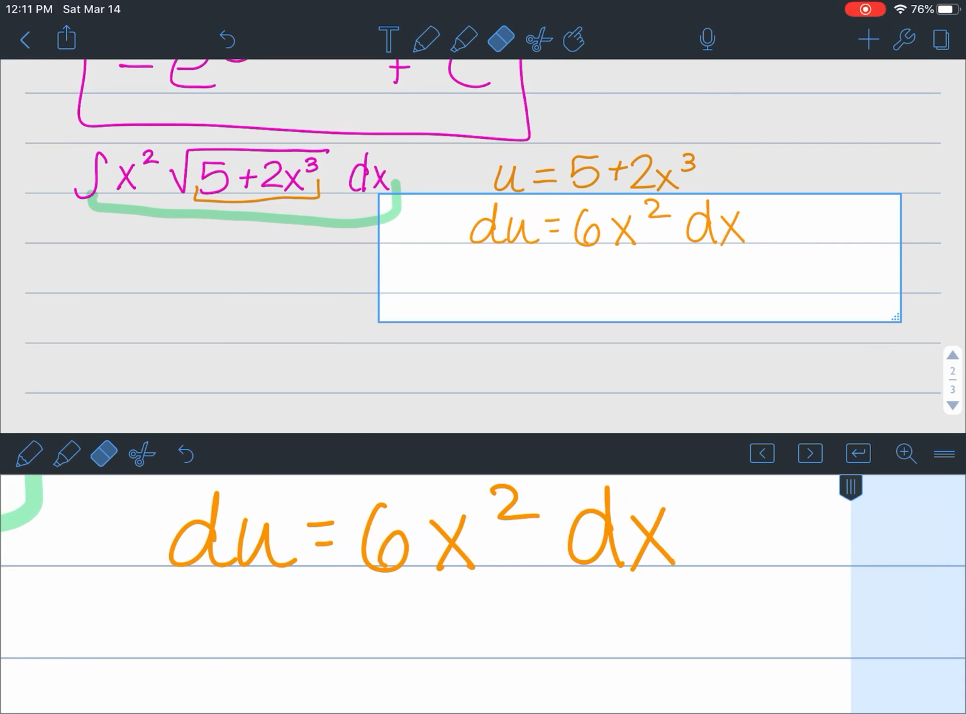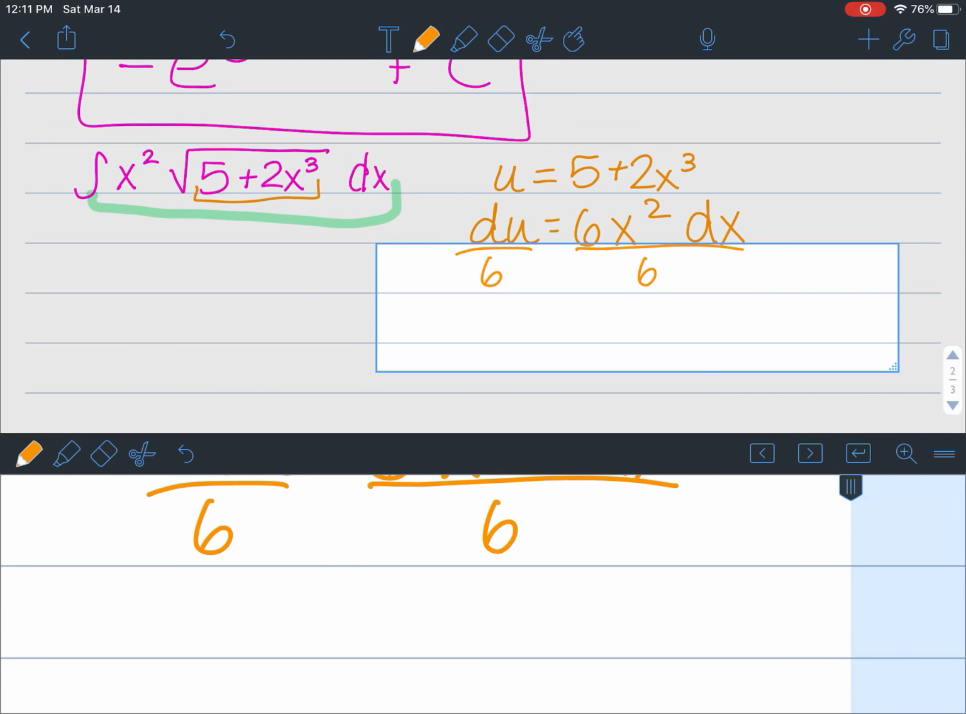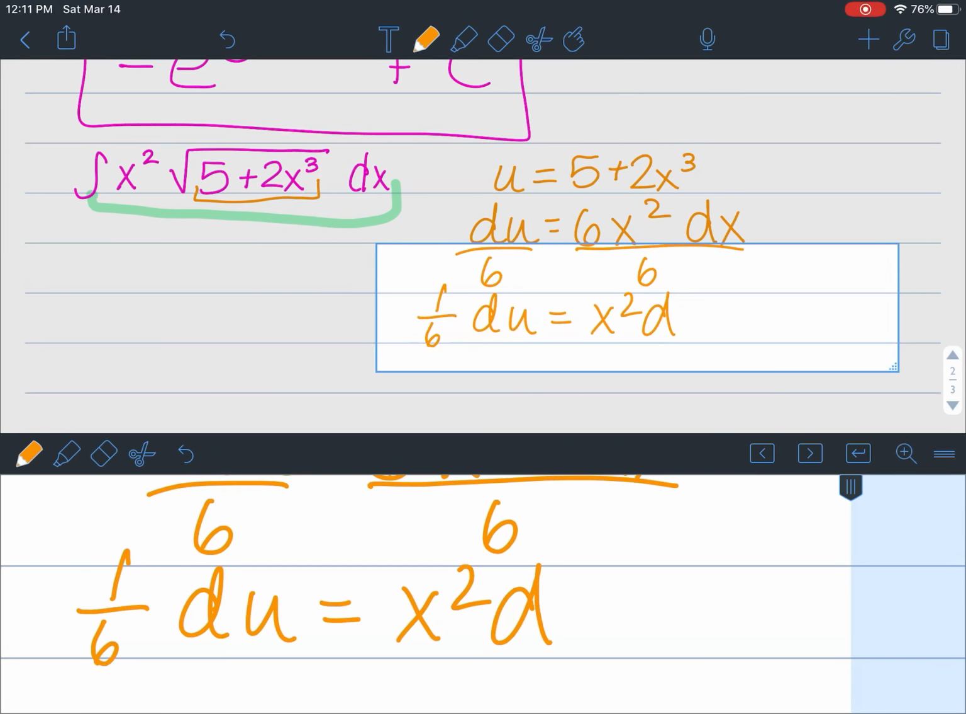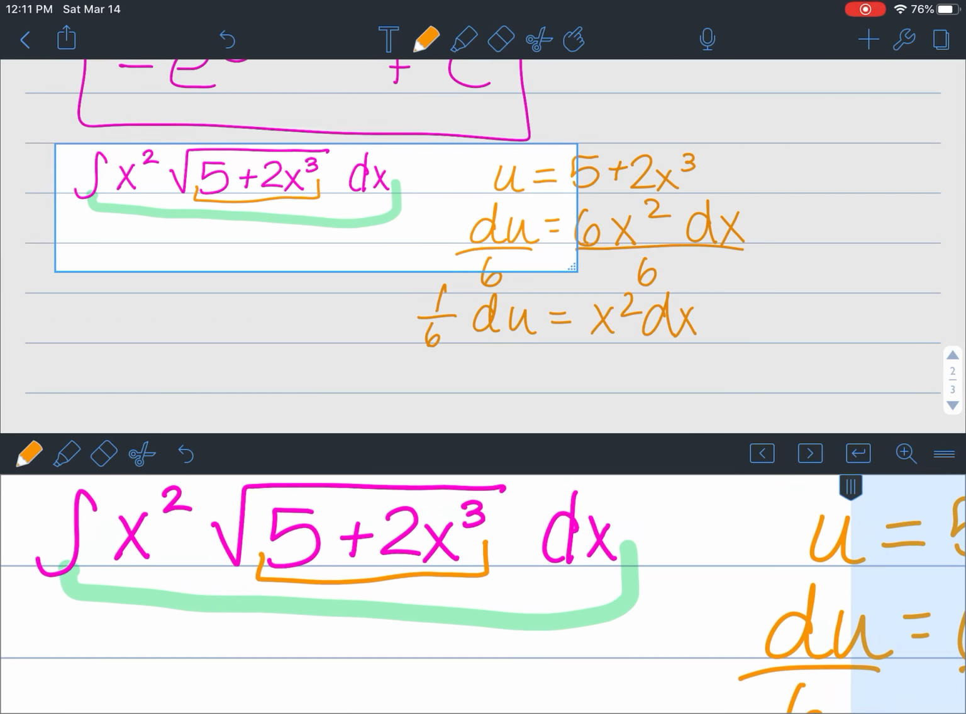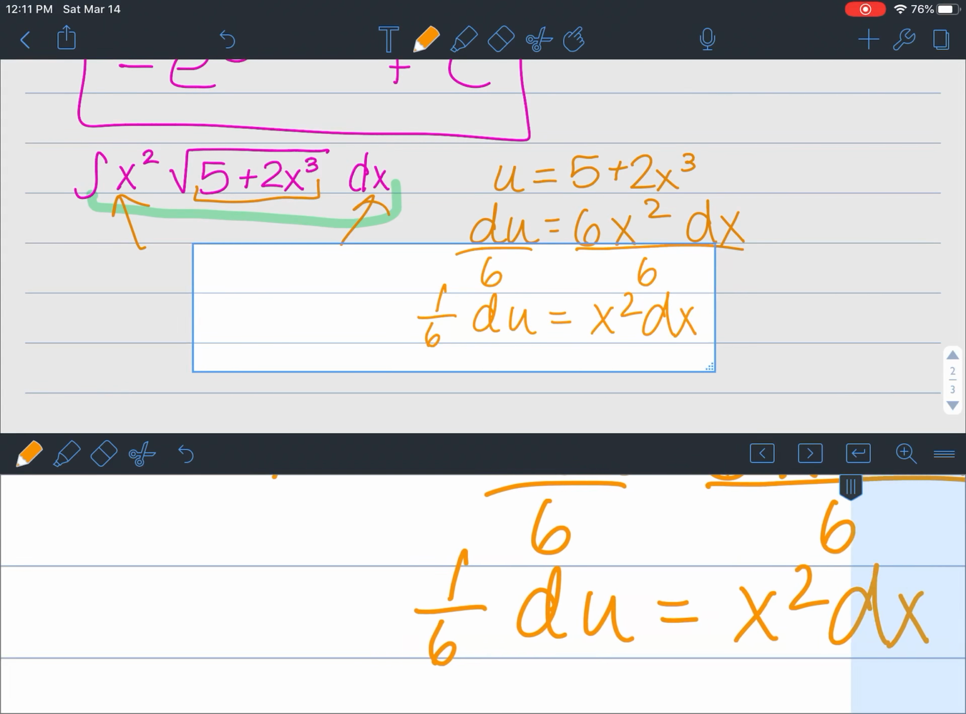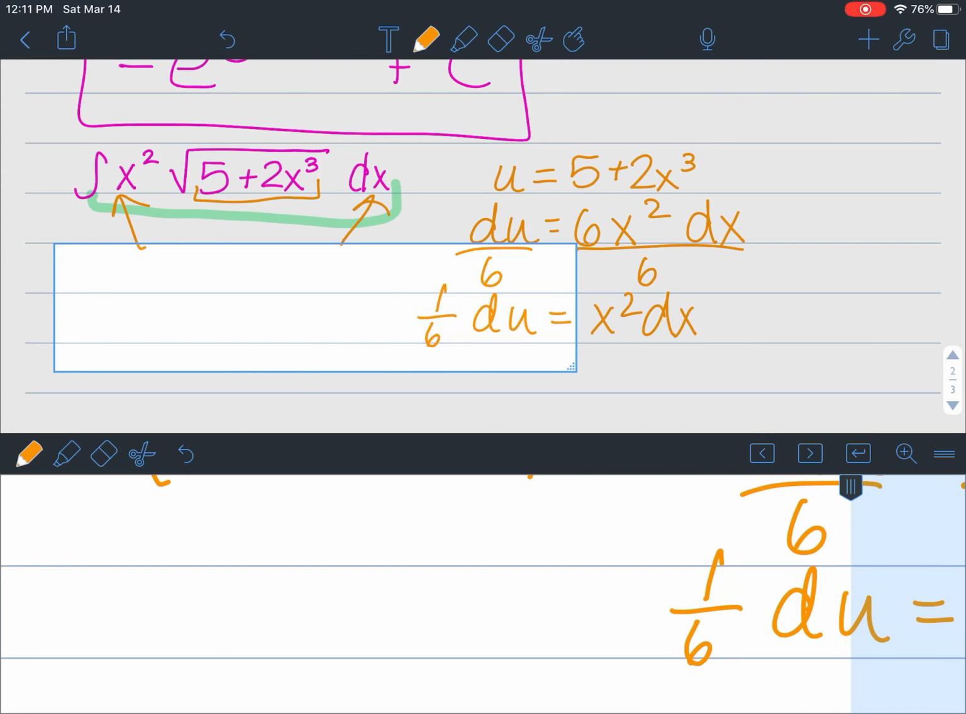So let's come back over here. What I'm going to do is divide both sides by 6 and get that 6 on the other side. Then it'll be a direct substitution. So 1/6 du equals x squared dx. And now this is going to allow me to directly take x squared and dx and replace it with 1/6 du. So now I'm ready to rewrite my integral.